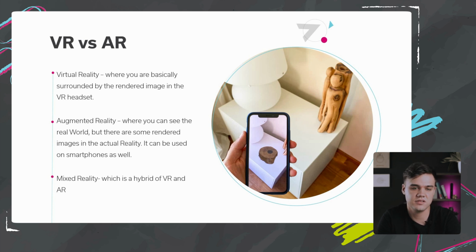In augmented reality, you can see the real world, but there is some rendered image on top of the actual reality, and it can be used on smartphones as well. And there's also mixed reality, which is a hybrid of VR and AR.